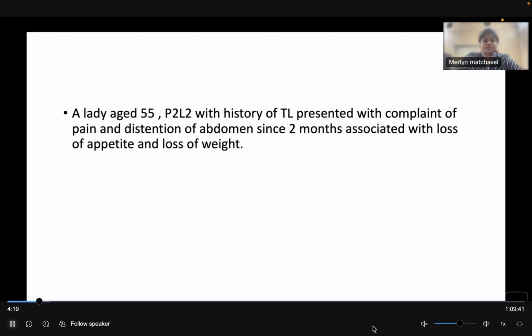So I would like to summarize my history by saying that a lady aged 55, P2L2, with history of tubal ligation, presented with a complaint of pain and distension of the abdomen since last 2 months, associated with loss of appetite and loss of weight.